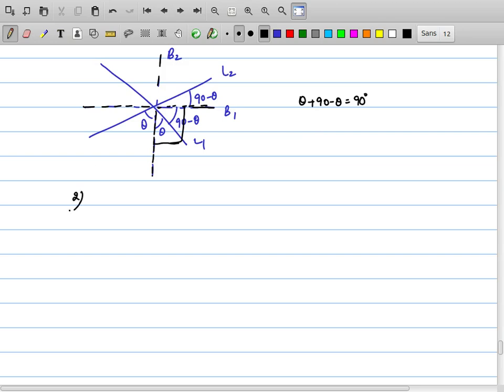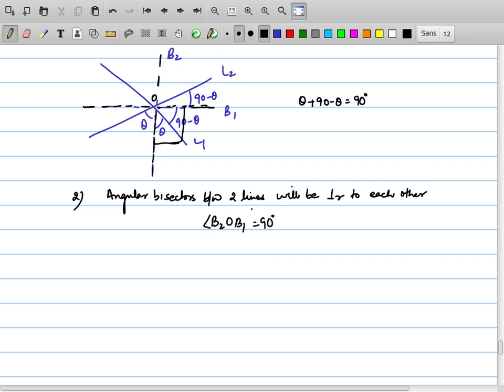Therefore the second point that we should note is angular bisectors between two lines will be perpendicular to each other. Okay, that is, if this point is O, B2 O B1 is what? 90 degree. That is, the angle between the perpendicular bisectors will always be 90 degree.